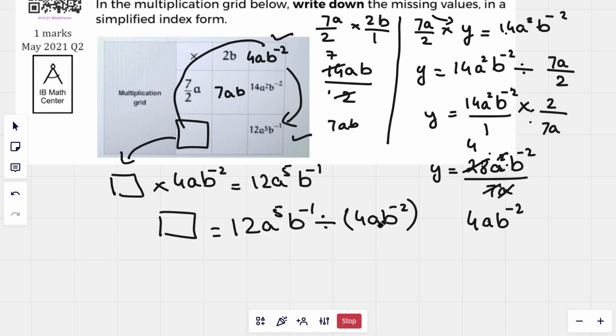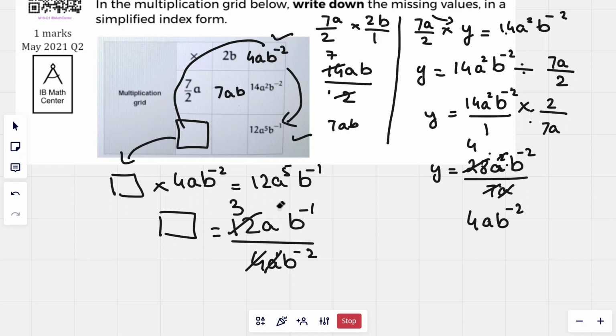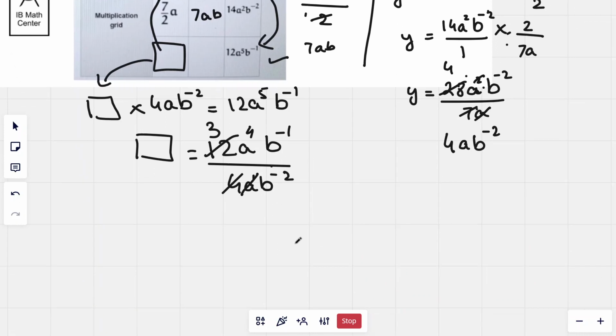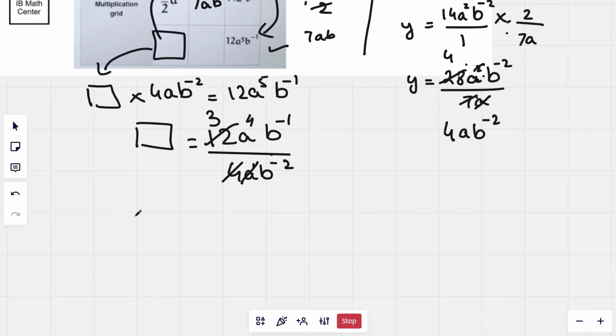One could also write it down directly as like this, divided by 4a b to the power negative 2. So 3 times 12, a to the power 1, a to the power 5. We can subtract these powers. So take away 1 from 5, we are left with 4, and negative 1, negative 2. Let me actually do this in steps so that I don't leave you confused.